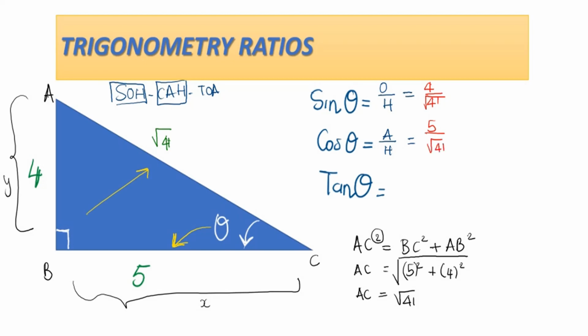Okay, let us define our tan of theta. Tan of theta, guys, is opposite over adjacent. So what is our opposite side? The side that is opposite our theta is 4, and our adjacent, or the side that is next to theta, is 5. So we've basically defined our trig ratios with respect to theta, using theta as our reference angle.